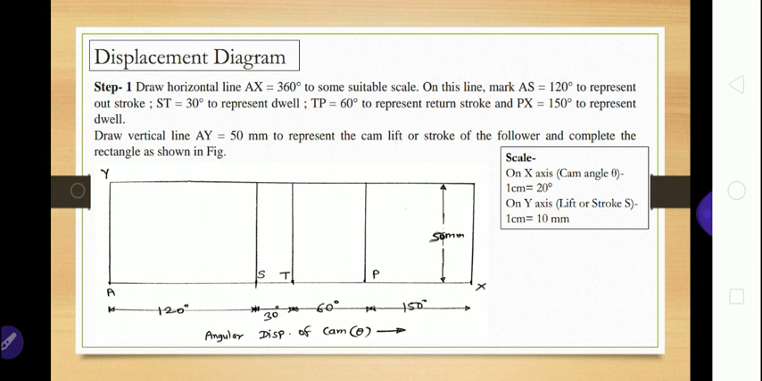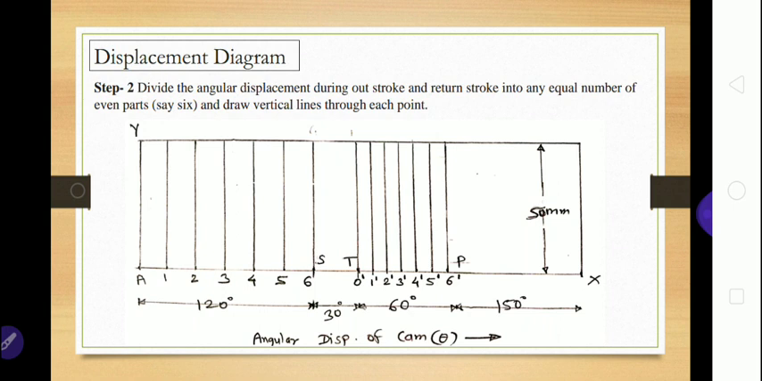Now draw a vertical line AY equal to 50 mm to represent the cam lift or stroke of the follower. Now on the y-axis we have taken 1 centimeter equal to 10 mm as a scale. Therefore, the AY distance will be the lift of the follower and it is equal to 5 centimeters. And complete the rectangle as shown in the figure. This is our first step in which we are drawing on the x-axis the angular displacement of the cam, and on the y-axis the lift or stroke of the follower.